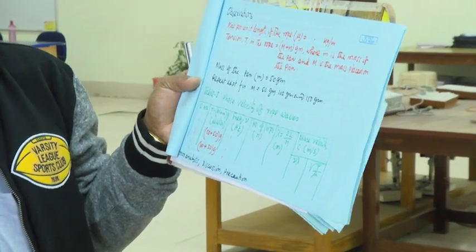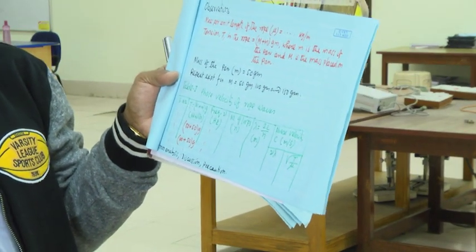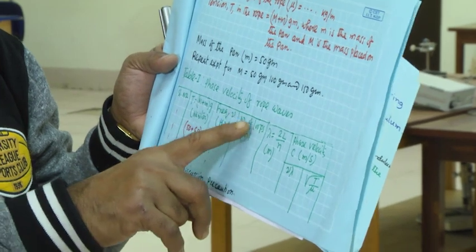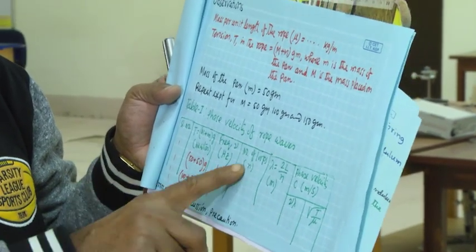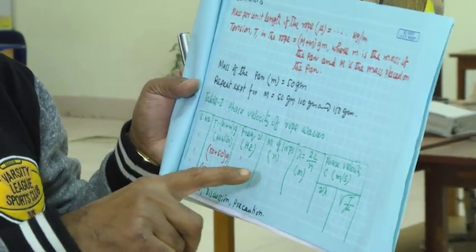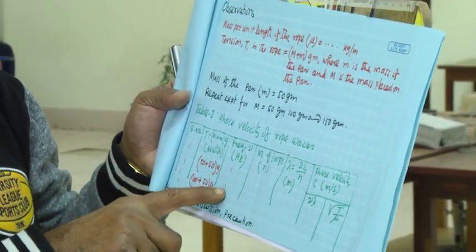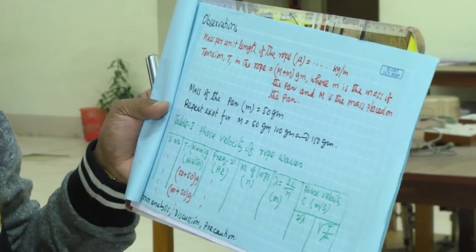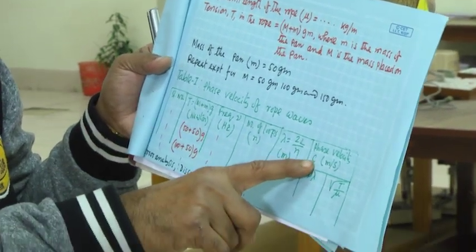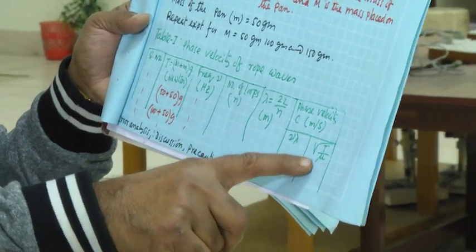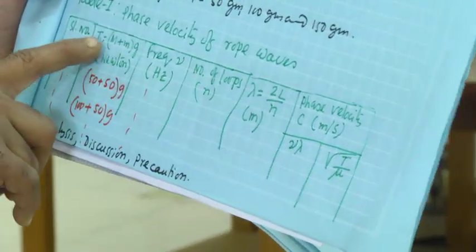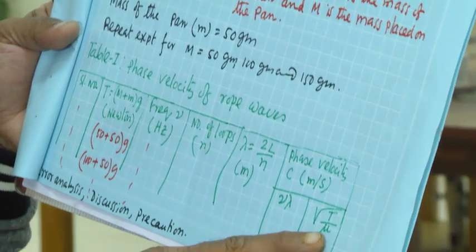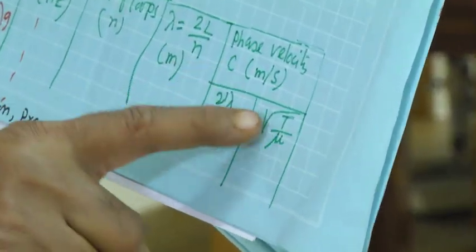Okay, so this way, for a particular tension T, you take at least 3 readings. The number of loops is say 1, then 2, then 3, with the corresponding frequency you have to note down. Then you calculate lambda, and if you calculate lambda, then with nu you will get the phase velocity c, right? And also you will get it from the square root of T by mu, where T is known to you, and mu is, if it is given, then you use it and find out this c, and then you can compare.